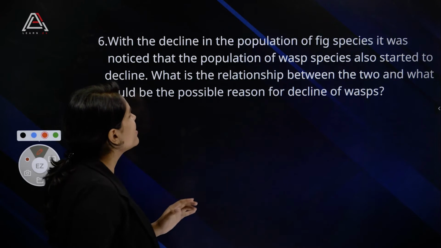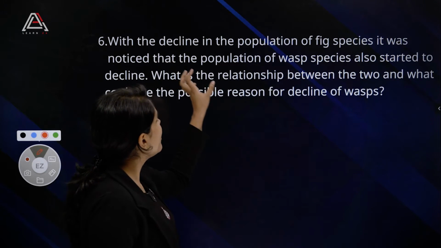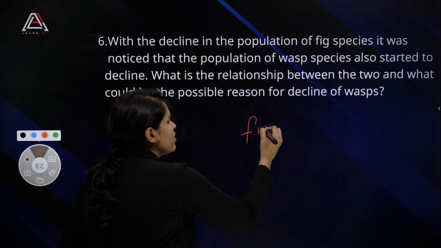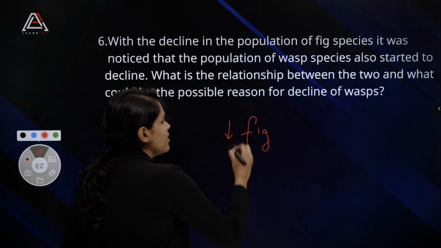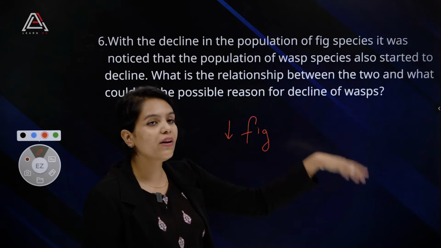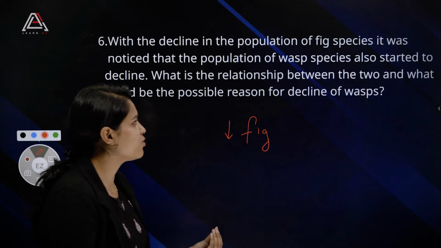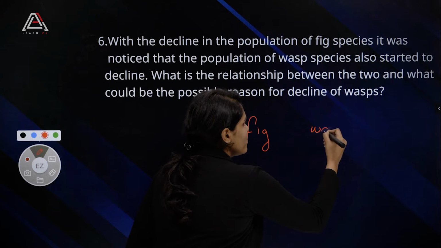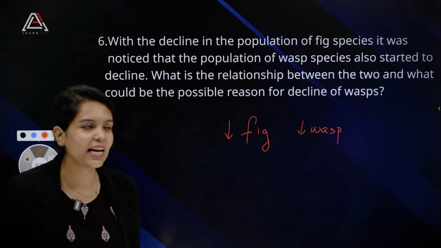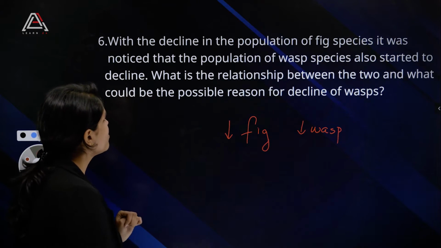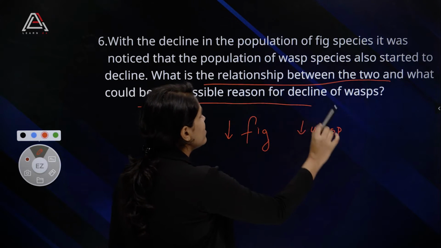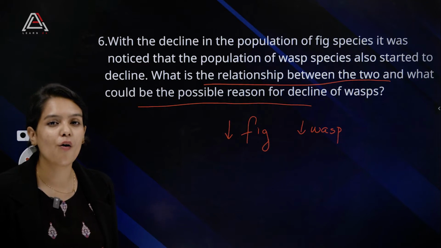Okay, so the question here says that with the decline in the population of fig, let's just write this down. Here they are giving the information that the fig population is declining, all right? It was noticed that the population of the wasp species was also declining. So the question asks what is the relationship between the two, and what could be the possible reason for the decline of wasp.